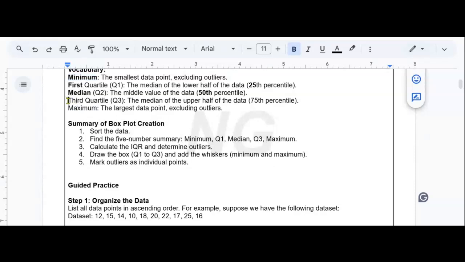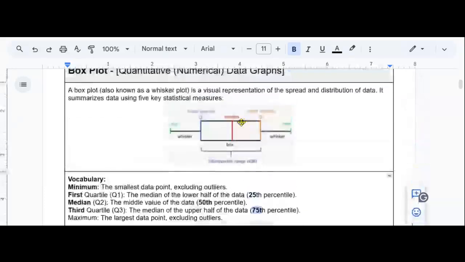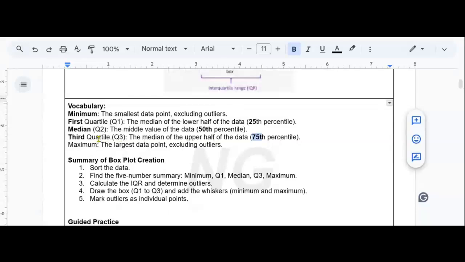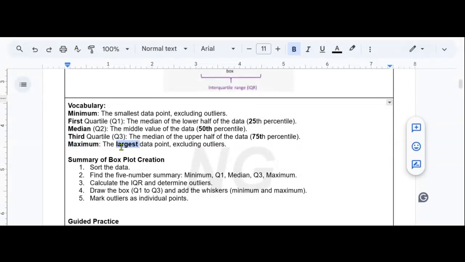All right. Third quartile is what? What is the third quartile? It's 75%, right? Between what and what? No, not between minimum and maximum. Between the median and the maximum. Okay? What's the maximum? The largest number, right? The largest data point.